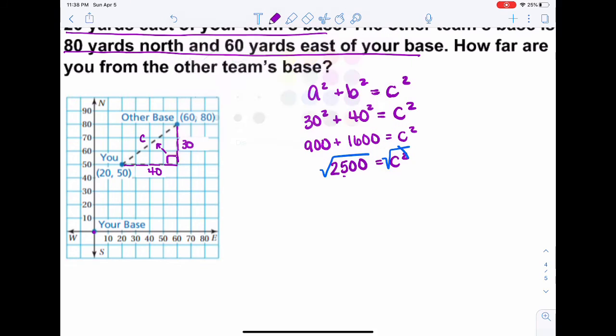De nuevo, en su calculadora, usted va a apretar 2500 y después va a apretar el botón para raíz cuadrado. So if you're looking at this, you should get 50. Entonces aquí, de donde usted está el otro equipo, you're 50 yards away from them. Okay?